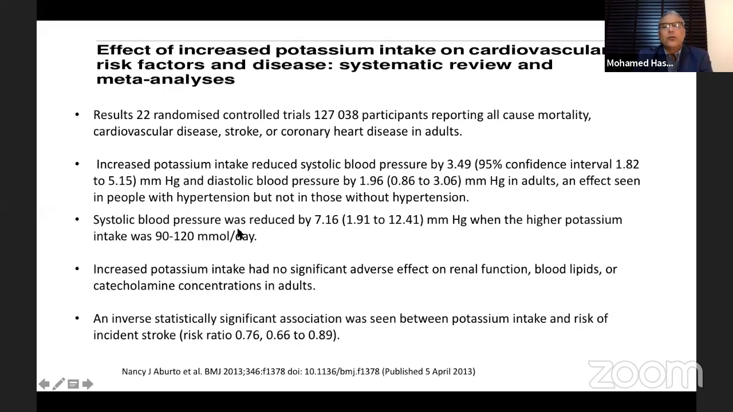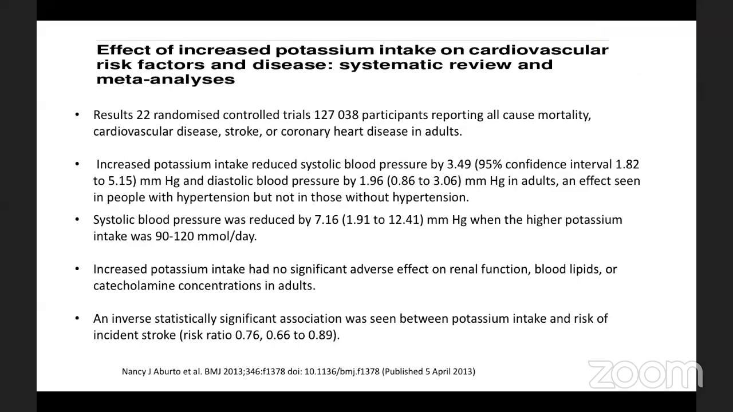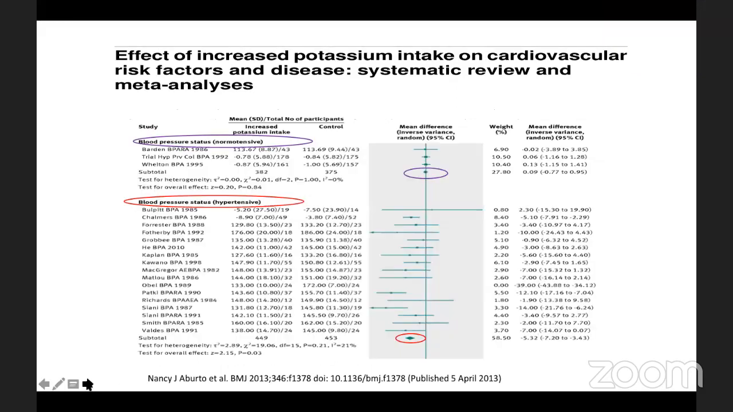But when they looked into those with high blood pressure, specifically having the higher potassium intake of the 90 to 120 millimoles per day, they had a much better reduction of systolic blood pressure. And importantly, that this increase in potassium had no adverse effect on renal function, on blood lipids, on catecholamines in adults. And they consequently saw an inverse statistical significance between the level of potassium intake and the cardiovascular outcome for many of the problems that we encounter.